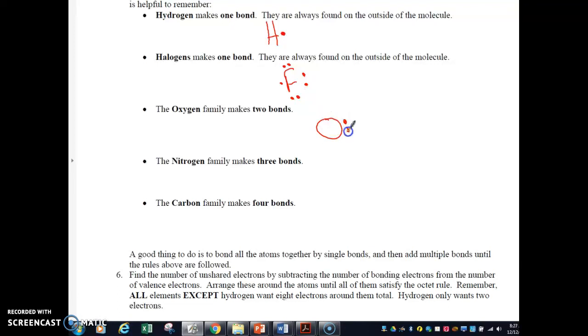Oxygen is going to make 2 bonds. Oxygen has 6 valence electrons, so it looks something like that. Again, these 2 pairs are not available for pairing off or sharing with another atom, but these 2 are. The nitrogen family will make 3 bonds. Again, this pair is not available for sharing, but these 3 are. And then carbon, you can think about carbon kind of looking like that. It has 4 electrons that it can share with another element, or 4 different elements, however it may be.